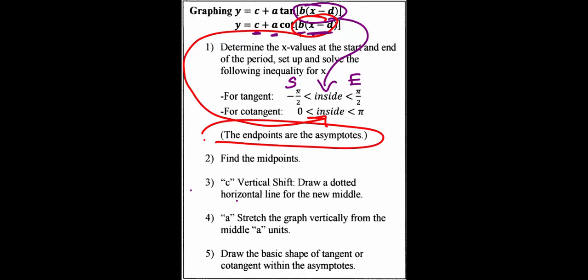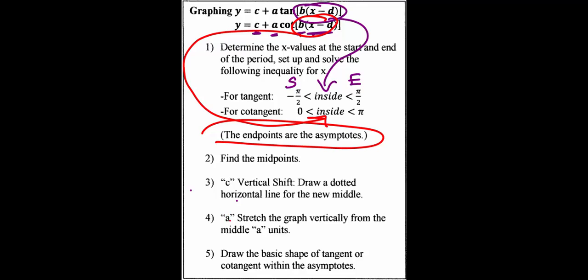Second, we will find the midpoints. We will add together the endpoints and then divide by 2 or multiply by 1/2. After we find the midpoints, then we will indicate our vertical shift by drawing a dotted horizontal line for the new middle of the graph.